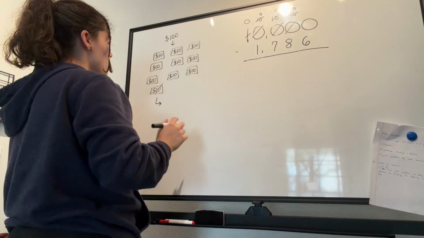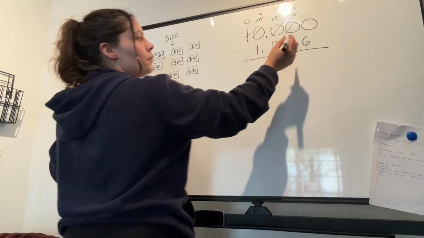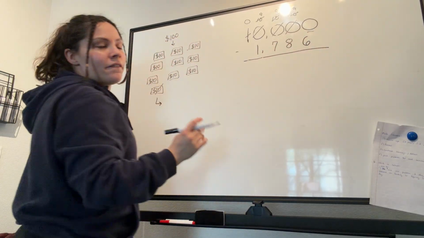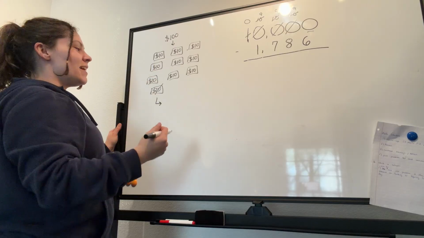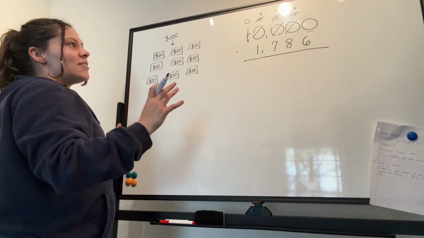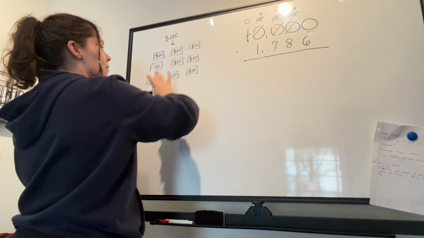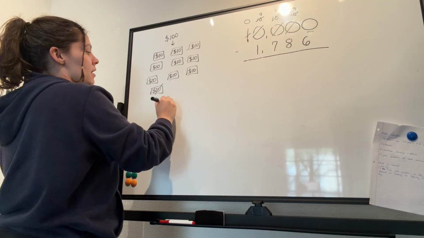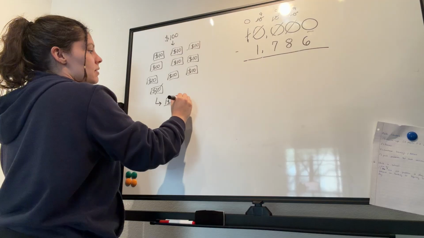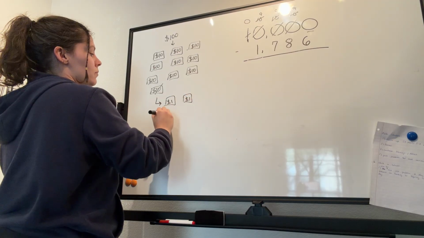Okay, so now we have this $10 bill. We're finally in the ones place. Finally, we made it, you guys. We're in the ones place. So we take one of the $10 bills and make 10 $1 bills.